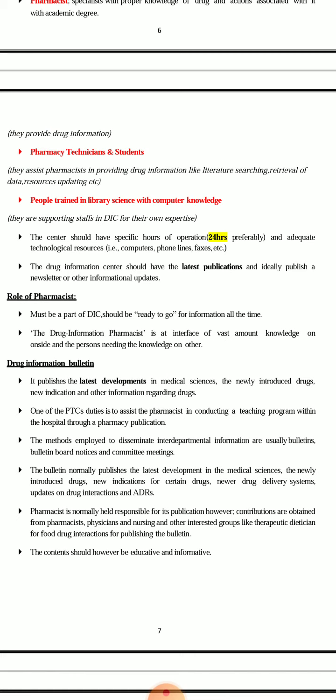The bulletin normally publishes the latest developments in the medical sciences, newly introduced drugs, new indications for certain drugs, newer drug delivery systems, and updates on drug interactions and ADRs. The pharmacist is normally held responsible for its publication. However, contributions are obtained from pharmacists, physicians, nurses and other interested groups, like therapeutic dietitians for food-drug interactions. The content should, however, be educative and informative. That's all for the Drug Information Center.